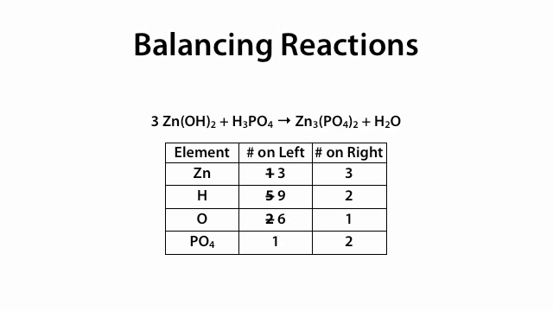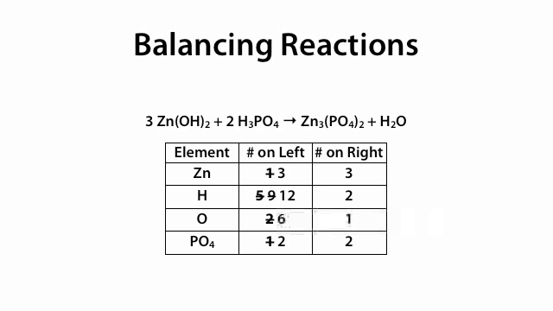Let's move down to PO4. If we wanted to balance PO4, we want 2 PO4 on the left side to match the 2 on the right side. How can we do that? We're going to put a 2 in front of the H3PO4. We now have 2 PO4s on the left and 2 PO4s on the right. However, again, our number of hydrogens on the left side is changing. We now have 12 hydrogens on the left side.